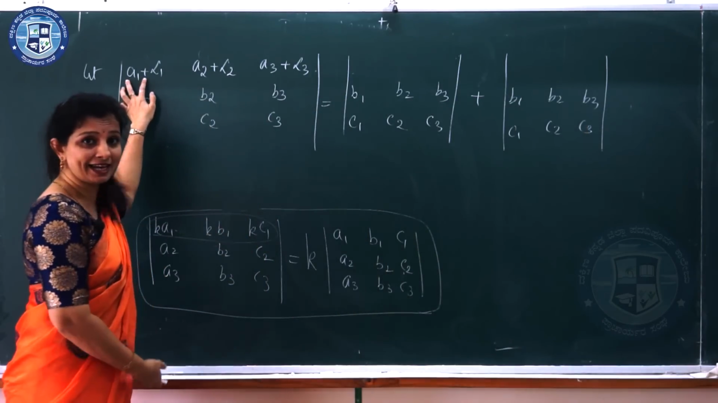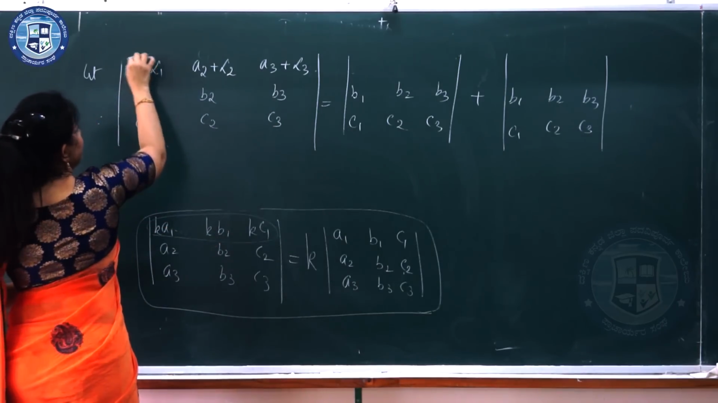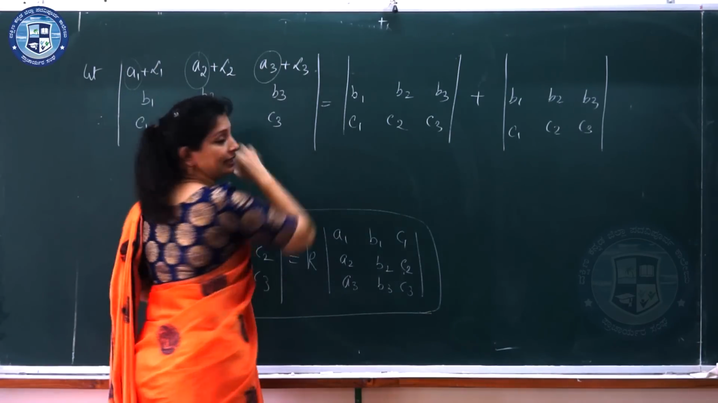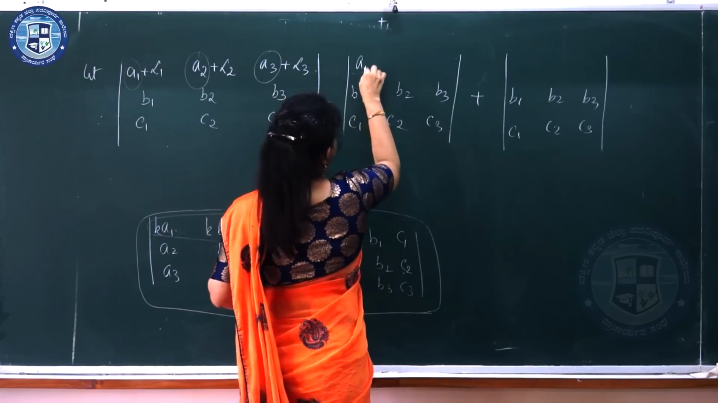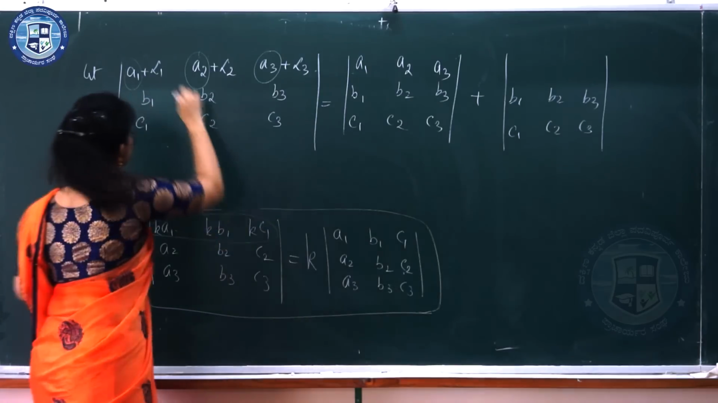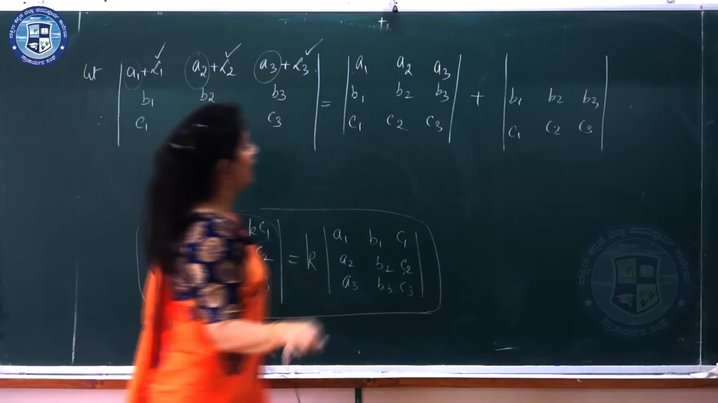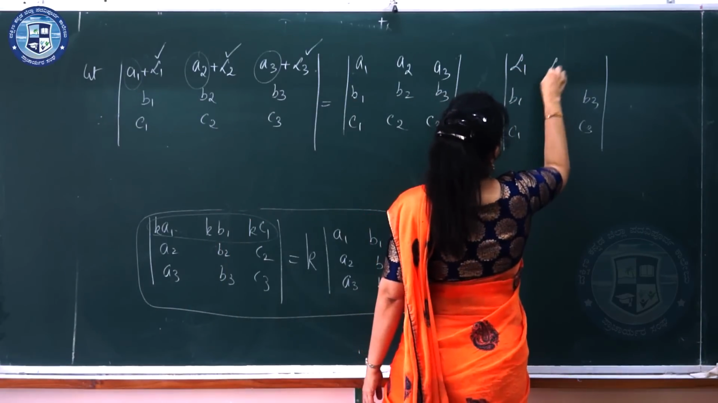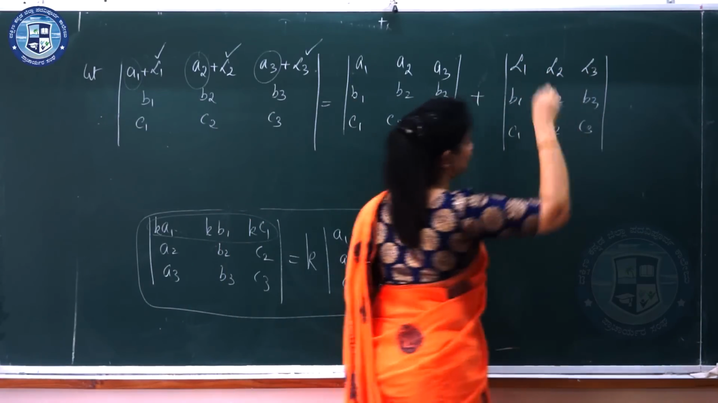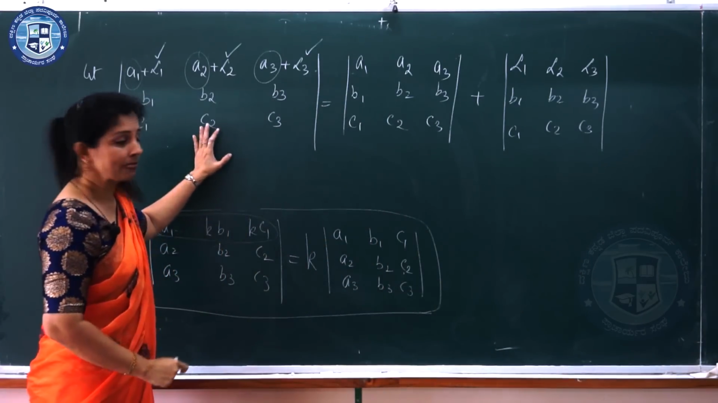Here is a sum of 2 terms, right? So, for the first determinant we write only A1, A2, A3, these 3 only. For the second determinant we write the next elements, that is alpha 1, alpha 2, alpha 3. That is how we split this into 2 determinants. Please try to understand this.